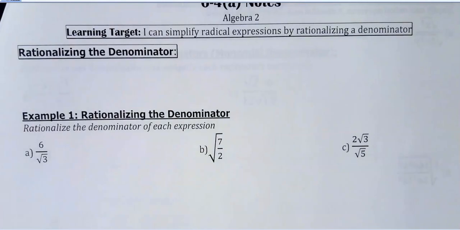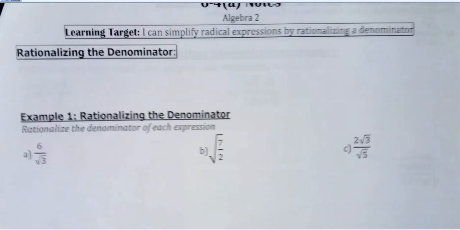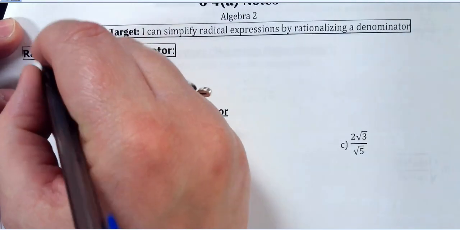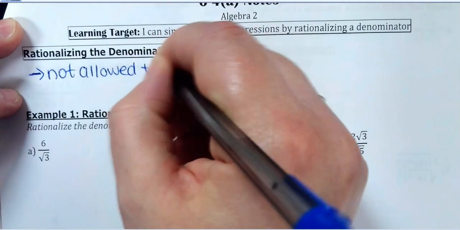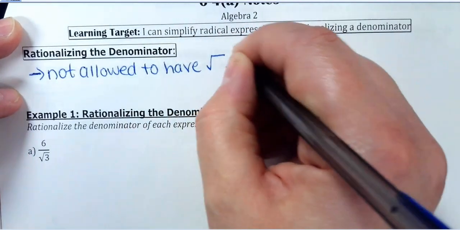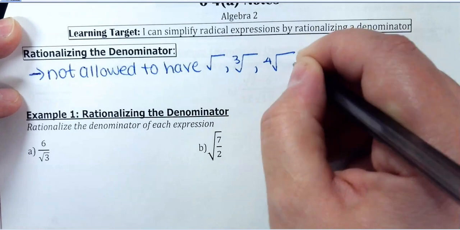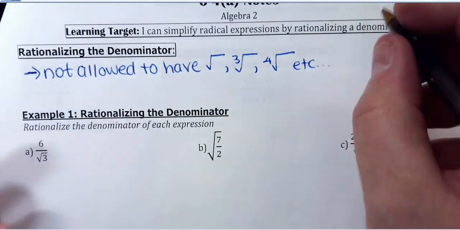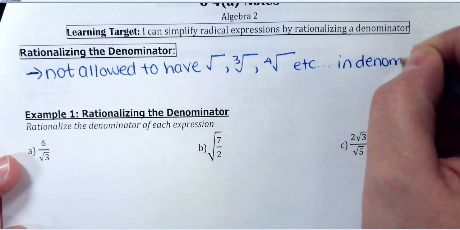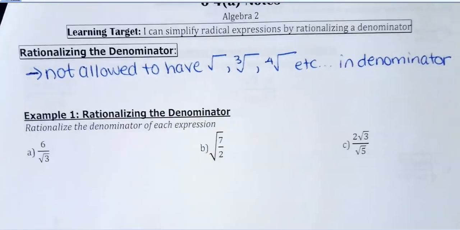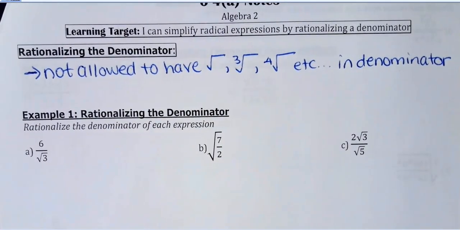So hopefully you guys might remember some of this from Algebra 1, but just to give you a basic idea why we're doing this. Rationalizing a denominator, you basically have to do that because you're not allowed to have any type of a root. So like a square root, a cube root, a fourth root, fifth root, whatever. We're not going to deal with that. We're not allowed to have any kind of a radical in the denominator, which is the bottom of a fraction. Completely fine to have a radical in the top of the fraction, just not allowed to have it in the bottom of the fraction.